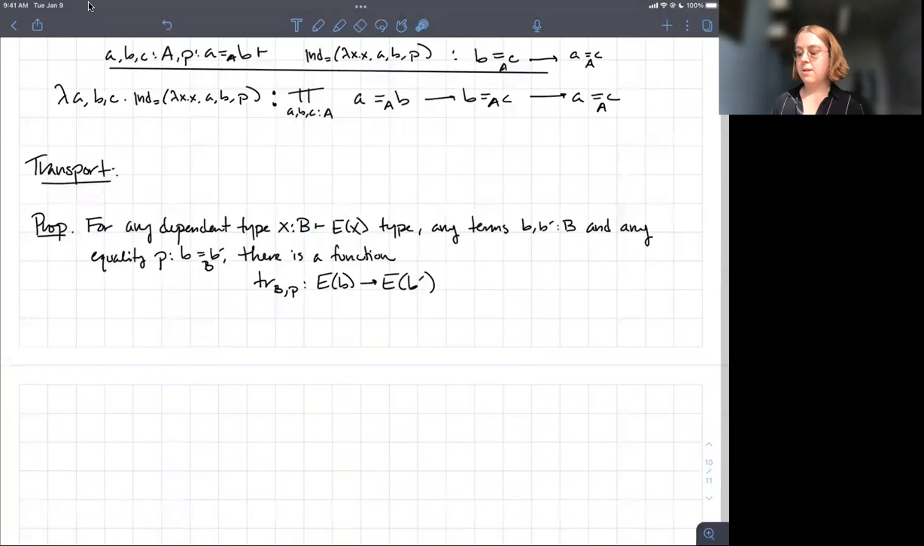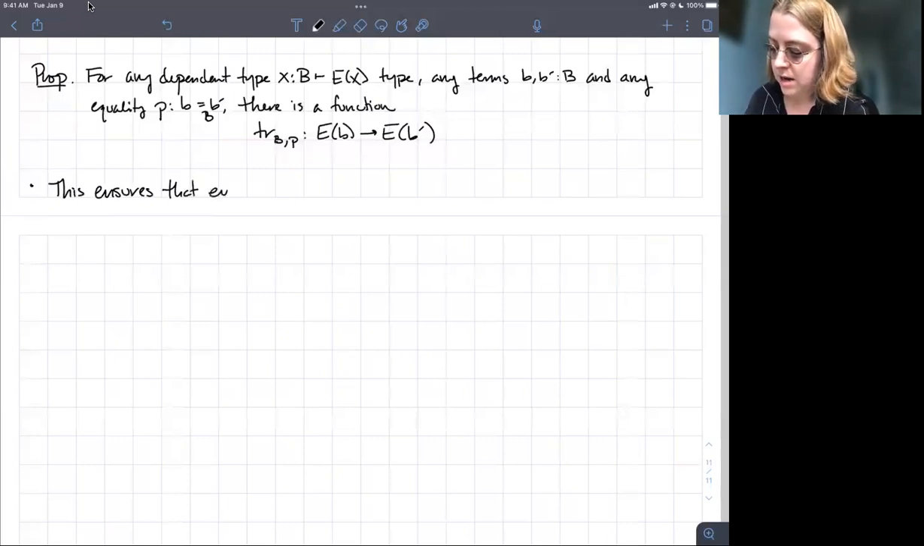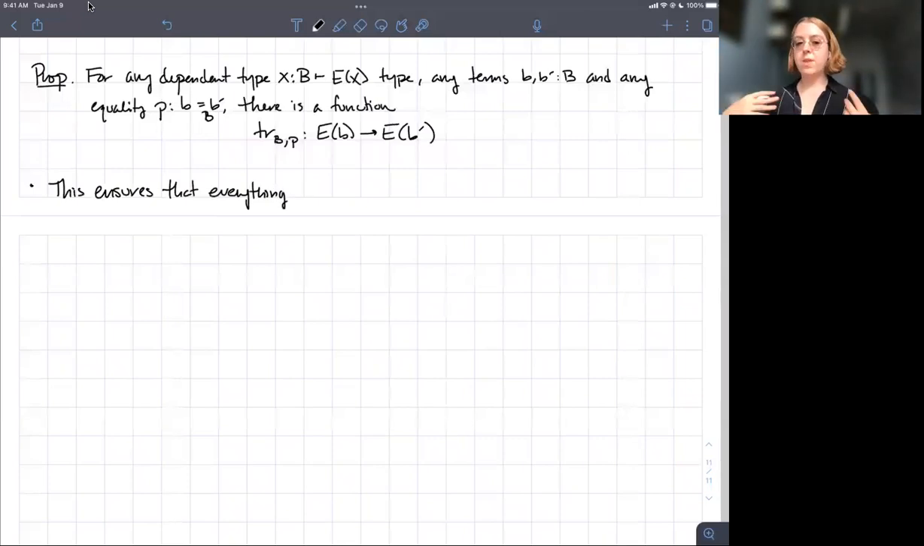Okay. And actually when we learn about universes, we'll be able to see that this is actually maybe an equality or even an equivalence between E_B and E_B prime, but we're not there yet. Okay, so it's just a function for now. And I want to make some points about this philosophically. So this ensures that everything in the type theory, everything we can prove, everything we can construct respects equality.